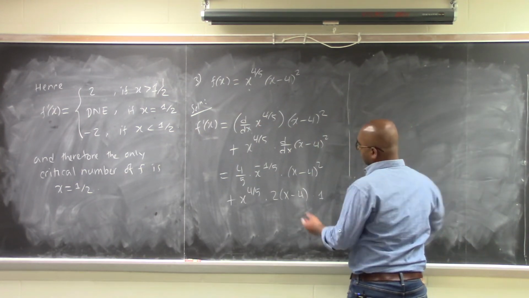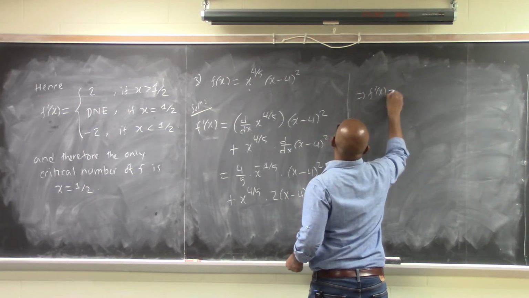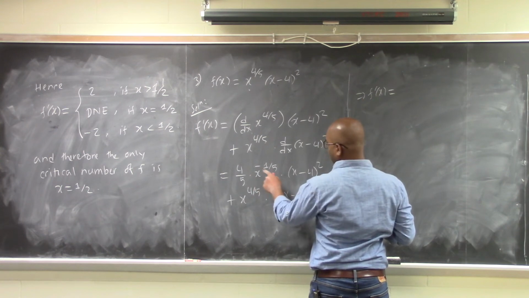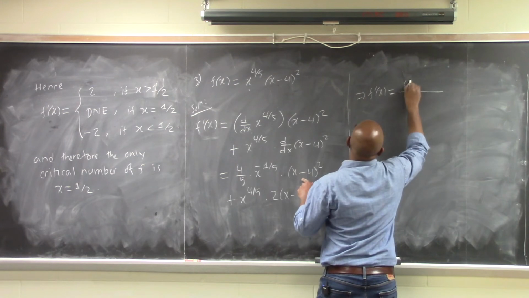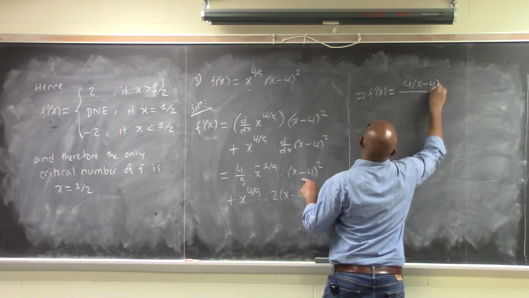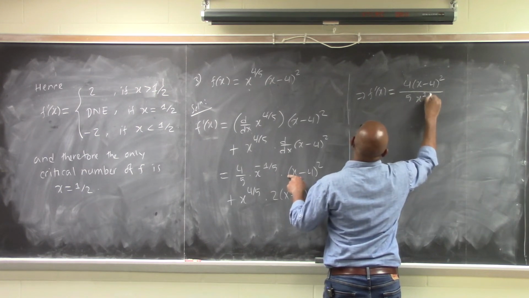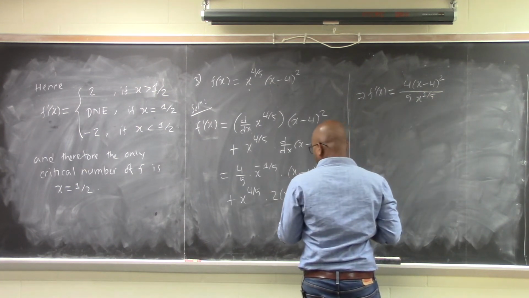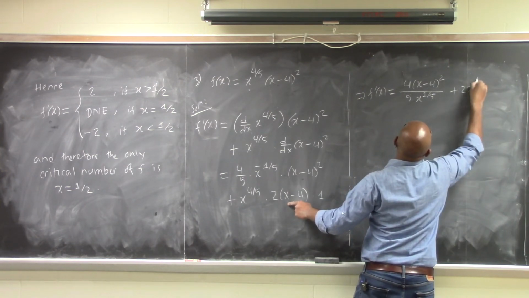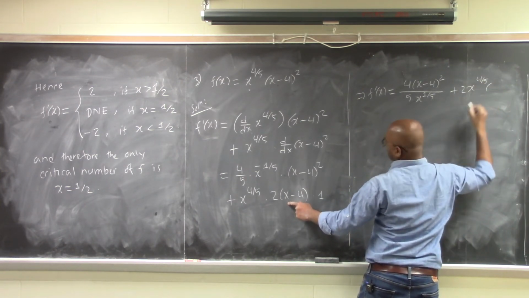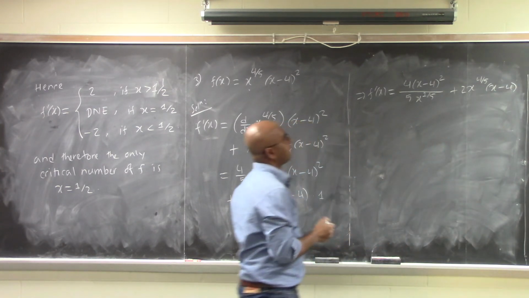Now we need to simplify this thing a little bit. So f prime of x equals, what is this thing? This is 4 times (x minus 4) squared, and at the bottom I have 5 times x to the 1/5, and this one is 2 times x to the 4/5 times (x minus 4). Okay.